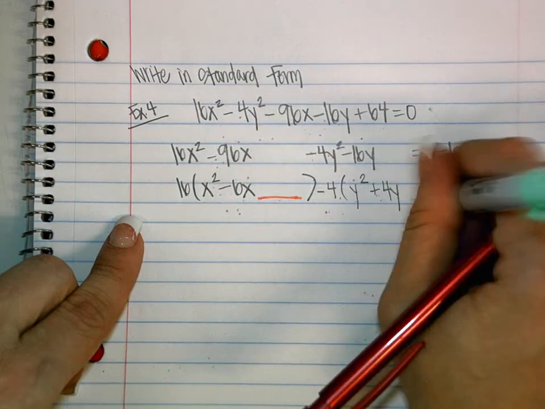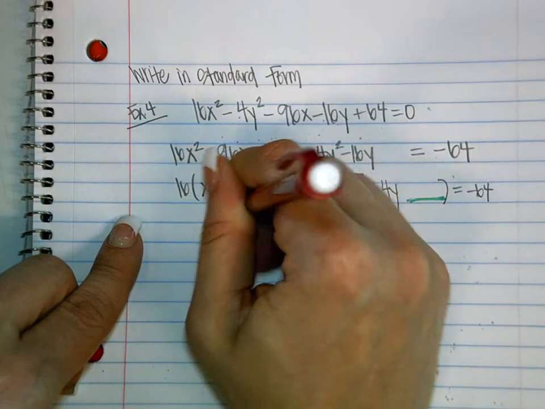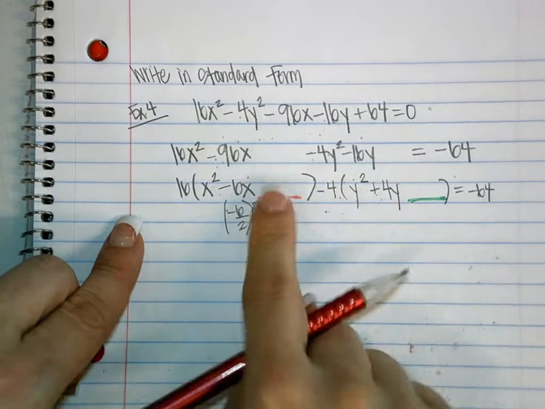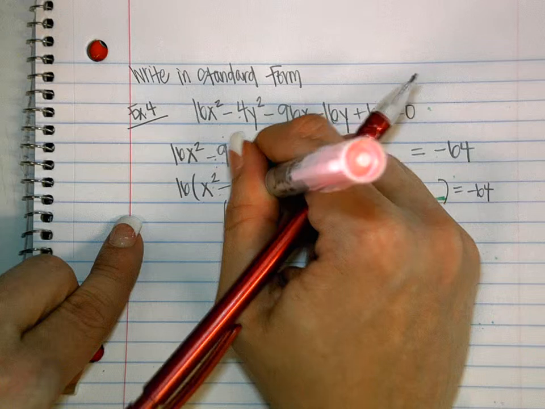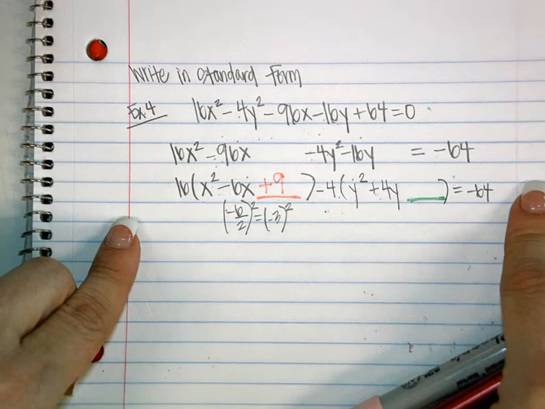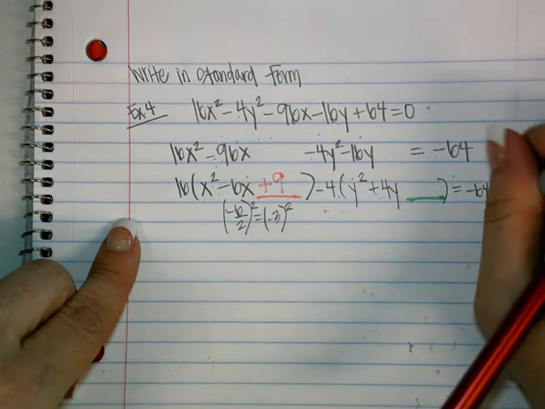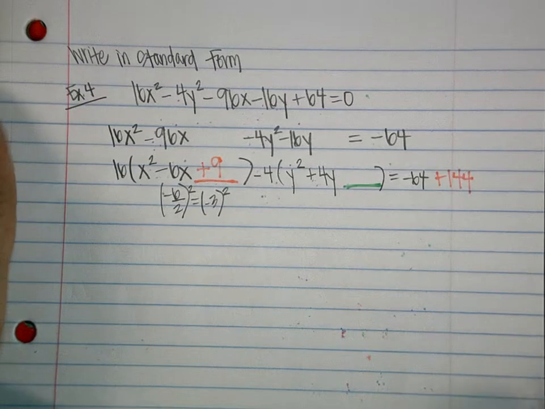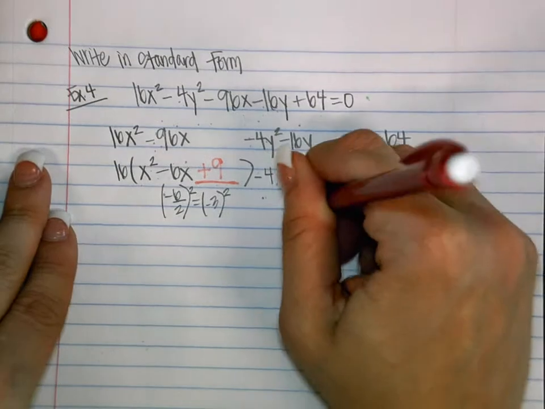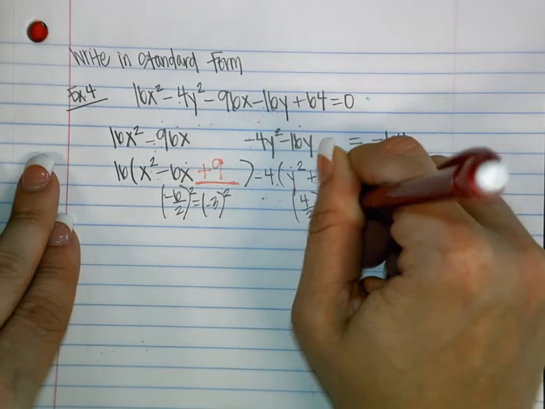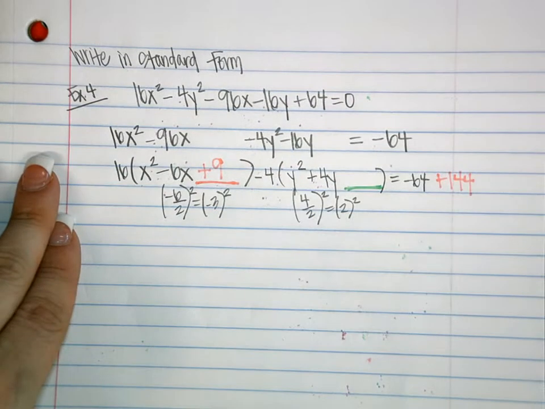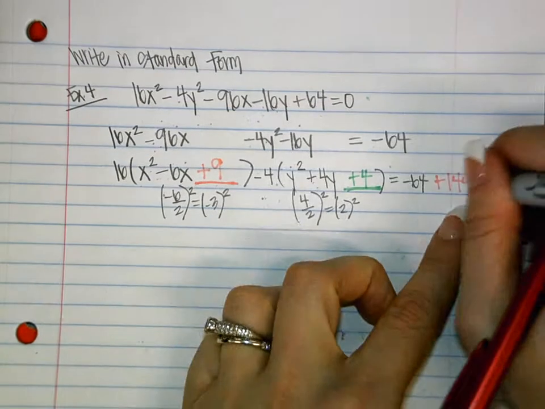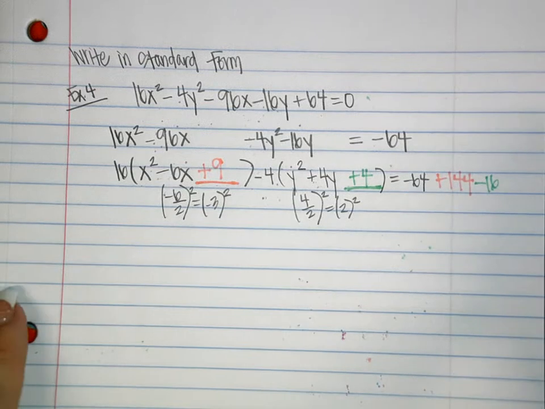Completing the square says we take the middle number, divide by 2, and square it. So it's negative 3 squared. What am I adding in the parentheses with the x? Plus 9. What do I add to the opposite side? 16 times 9, so plus 144. How about for the y's? Take your middle number again, divide by 2 and square it. Plus 4 in the parentheses. What do I add to the other side? Minus 16, because negative 4 times positive 4 gives you negative 16.